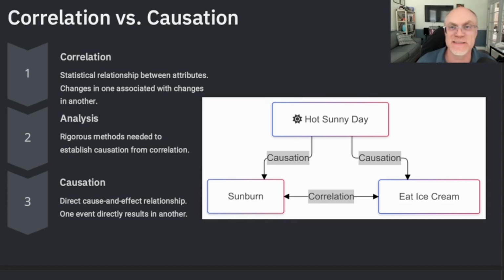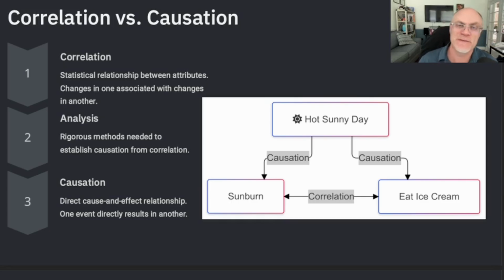So a canonical example is this diagram here. On a hot sunny day, you might see people get more sunburn and also eat ice cream. Now, does getting sunburn cause people to eat ice cream? No. The hot sunny day is what's causing the sunburn. It's also causing heat and having people want to go eat ice cream. So you see a correlation between sunburn and ice cream consumption, but that's not necessarily a causal relationship.